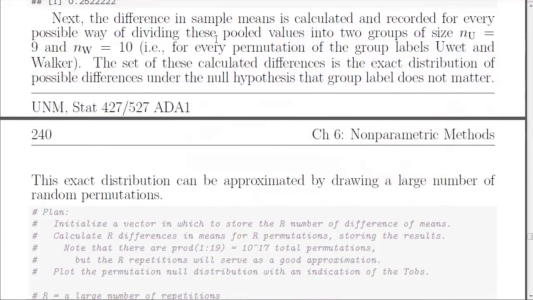All right, so next, the difference in sample means is calculated and recorded for every possible way of dividing these pooled values into two groups of size 9 for the UWet and 10 for the Walker. There happens to be a lot of ways you can permute these values. In fact, roughly 10 to the 17 is a little too many. So we're going to approximate that by taking a random sample.